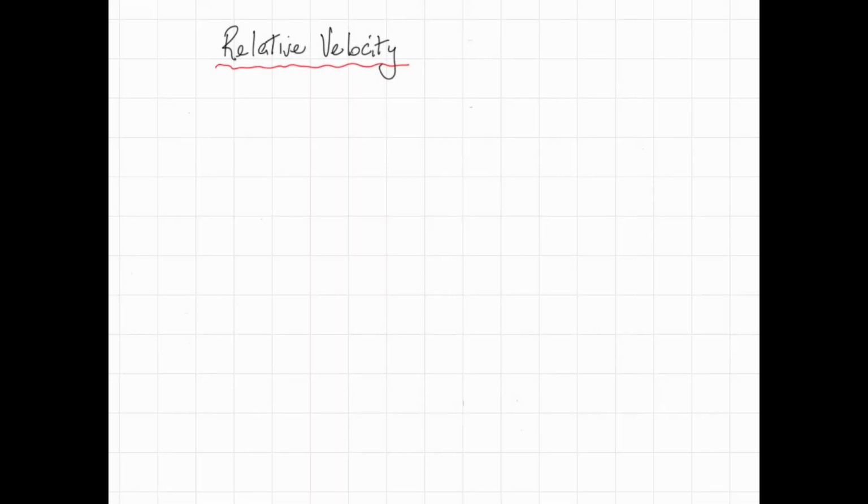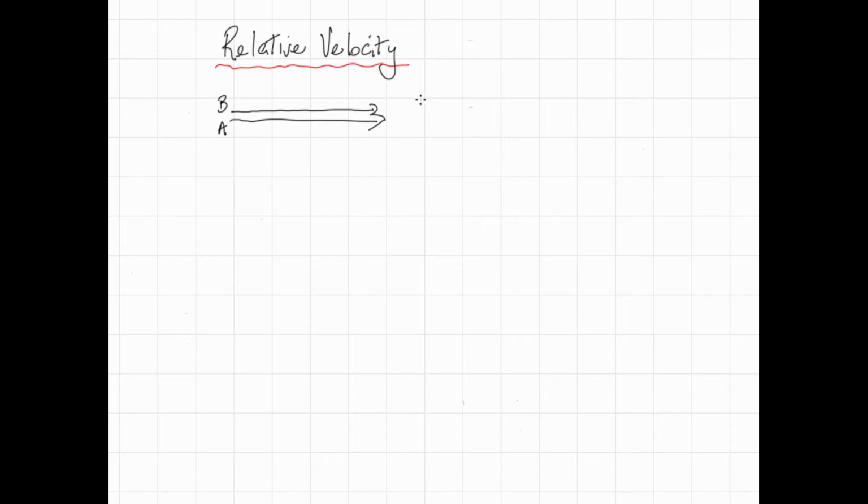Relative velocity. Imagine you're in a car travelling along the M1 at 100 kilometres an hour, and you have a car next to you in the other lane that is also travelling at 100 kilometres per hour. So here's A, here's B.